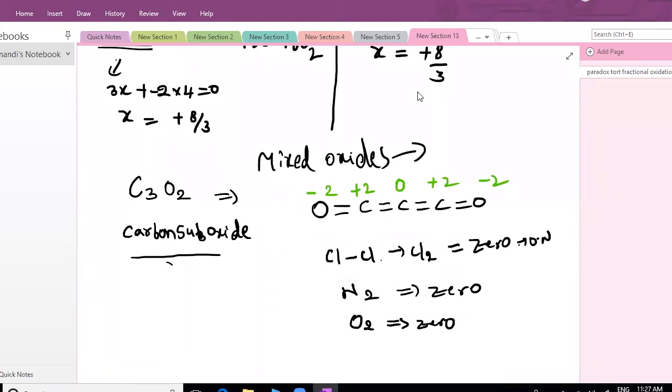Similarly, here carbon attaches to the same atom, then 0. Both sides carbon attaches, middle carbon attaches to the same carbon, so 0 oxidation number. But we know that oxygen is -2. So because of oxygen -2, carbon should be +2. That's the reason here carbon is +2.